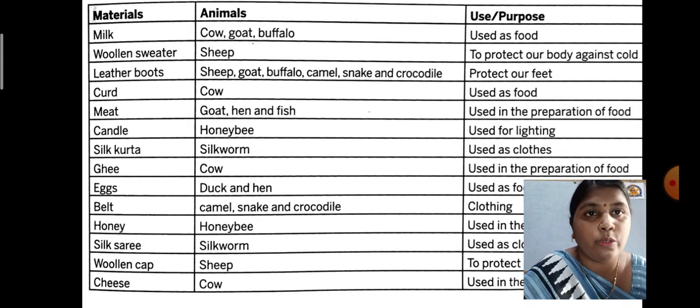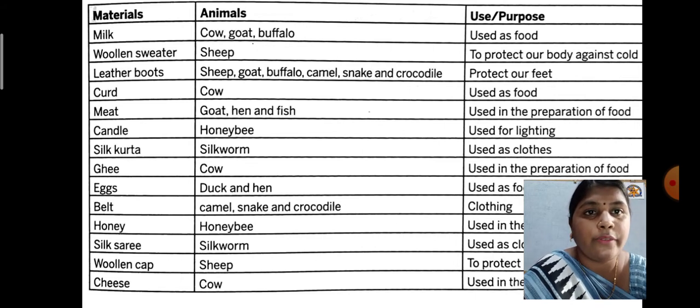Number 3 leather boots. So see, sheep, goat, buffalo, camel, snake and crocodile, from the skin of these animals we get the leather, and from that the boot is made. Now what is the use of leather boots? It protects our feet.